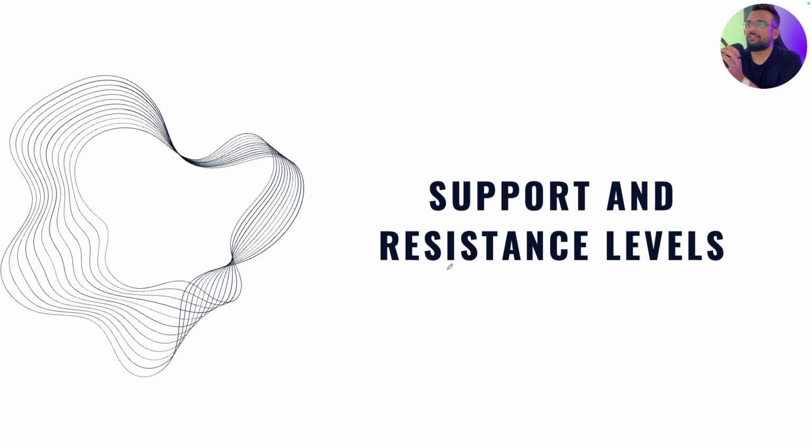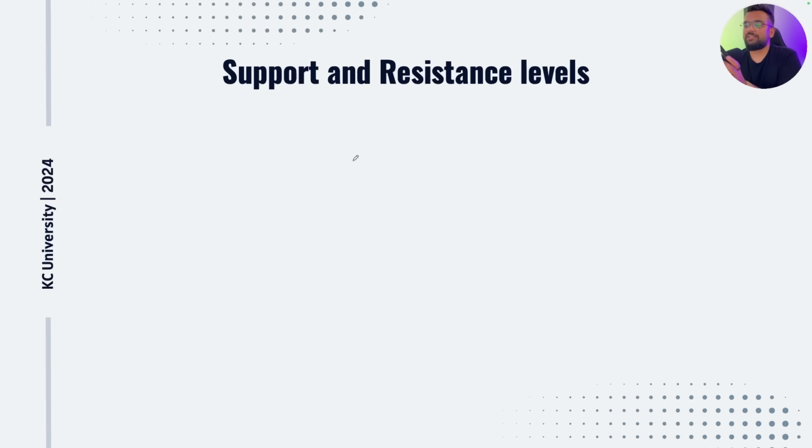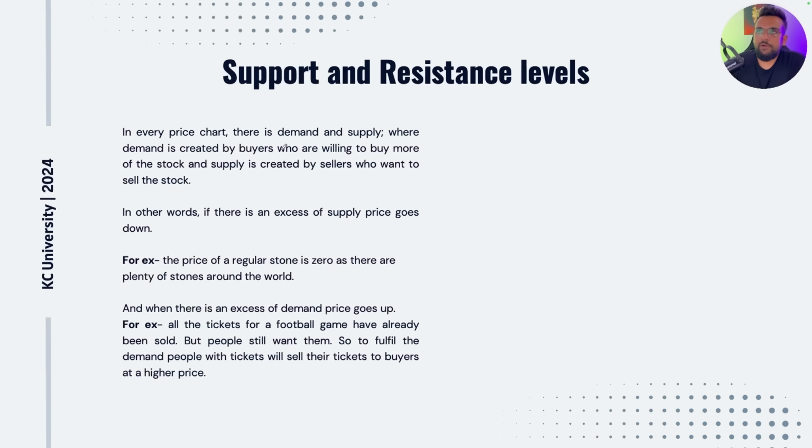Okay, now let's break down support and resistance levels. So what are support and resistance levels? In every single price chart, there's demand and supply, where demand is created by buyers who are willing to buy more of the stock, and supply is created by sellers who want to sell the stock. Think about it. For example, if there's an excess of supply, prices go down.